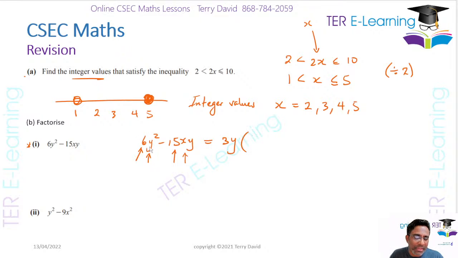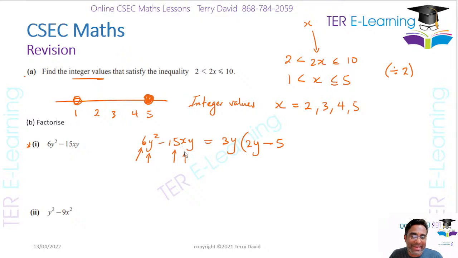So now you have to ask yourself, 3y multiplied by what is going to give me 6y squared? 3 by 2 will give me 6, and y by y is going to give me y squared. You put back your minus sign. Now you have to ask yourself, 3 multiplied by what gives me 15? 3 by 5 is going to give me 15.